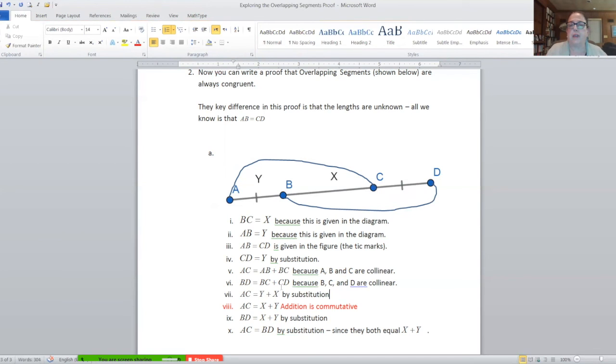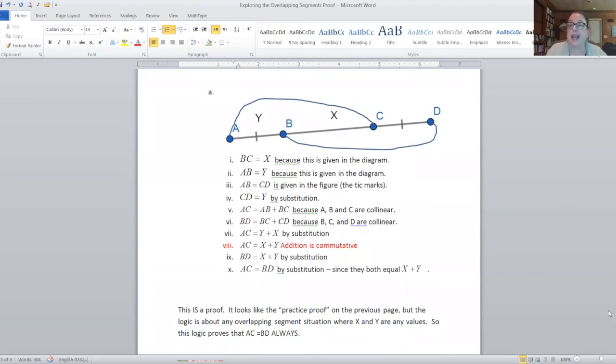I just switched the order of the terms. And I can do that because addition is commutative. We can change the order of addition. And I do that to make the substitution clearer. Because when we look at BD, the length of BD is then X plus Y. These two are Y. And when I make my substitution, I want there to be exactly the same thing on the right side of the equations. So now the length of AC equals the length of BD by substitution, since they both equal X plus Y.